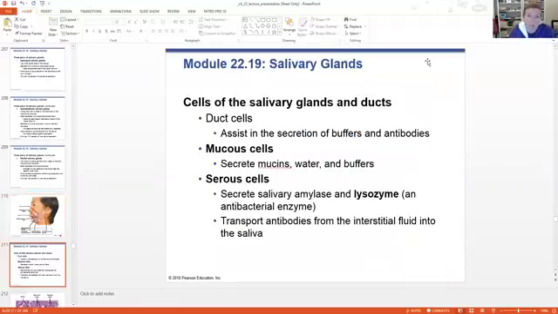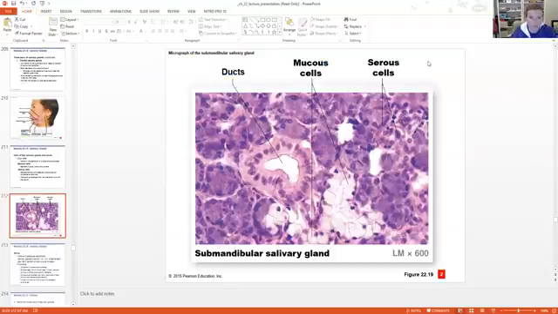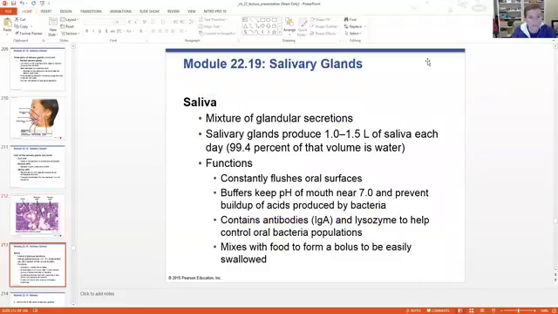Let's talk about the cells of our salivary glands. So you have duct cells, which just assist in secreting the buffers and the antibodies, the mucus cells secreting the buffers and the mucins, and then the serous cells, which secrete the amylase and the lysozyme. Lysozyme is an antibacterial enzyme. They're also helping to transport antibodies from the interstitial fluid into the saliva. There they are, the duct cells, mucus cells, serous cells. You don't have to know how to identify those on a slide.